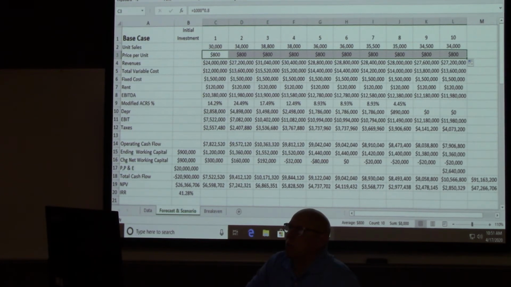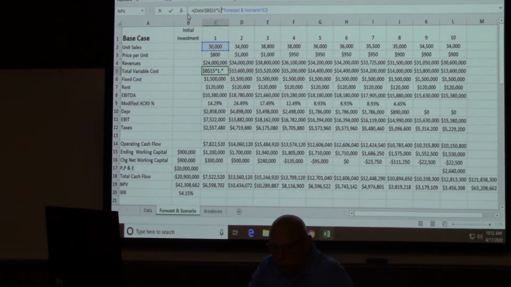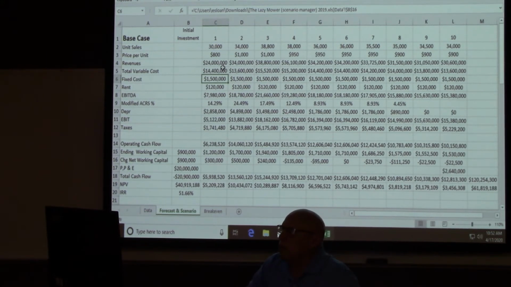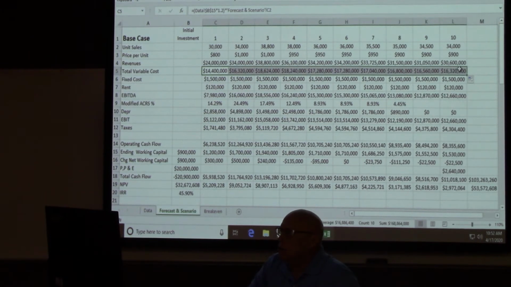Okay? All right, let's see what happens if our variable cost goes up. And let's say it goes up by 20%. So we're going to multiply this times 1.2. And let's see what happens. Boom. Our variable costs go up. And our net present value 33 million and our internal rate of return 46%.